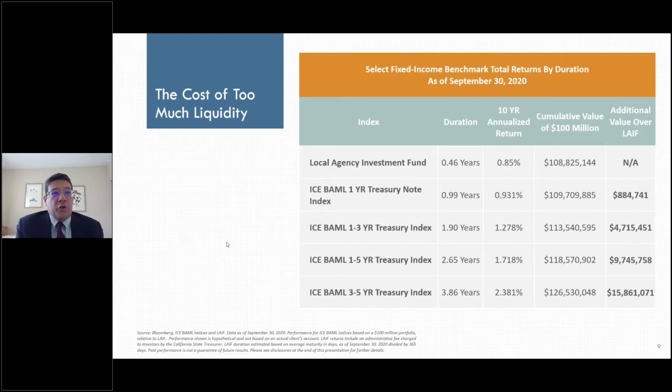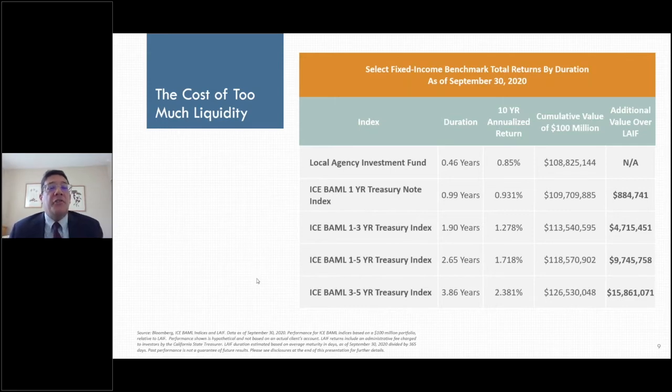A 1 to 3 year approach assumes that you're maintaining the bulk of your investments between 1 and 3 years. The average duration is 1.9 years. That approach netted you almost 1.28%. Your 100 million became 113.5, outperforming LAIF by 4.7 million. I think you get the picture. The longer you go here, generally speaking, over long-term periods, the higher the return. It just means that it's an incentive to you to be looking for investment solutions where you're emphasizing longer duration targets with longer maturities in your portfolio to be able to enhance the return.